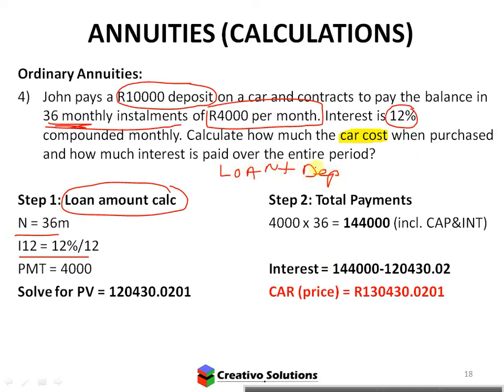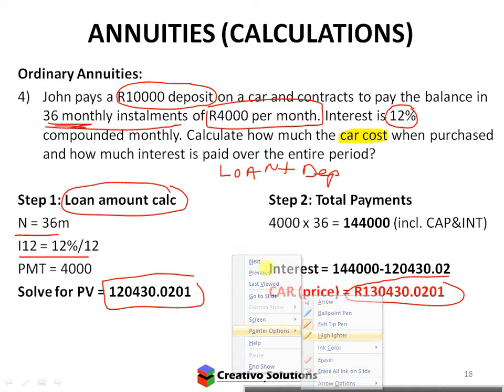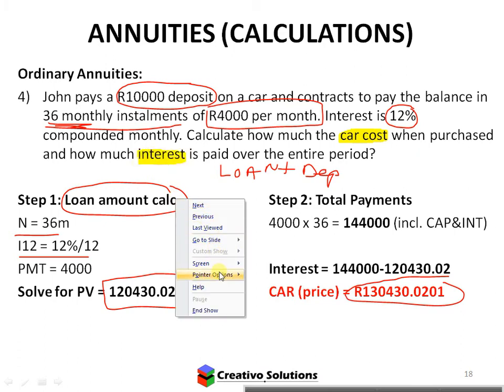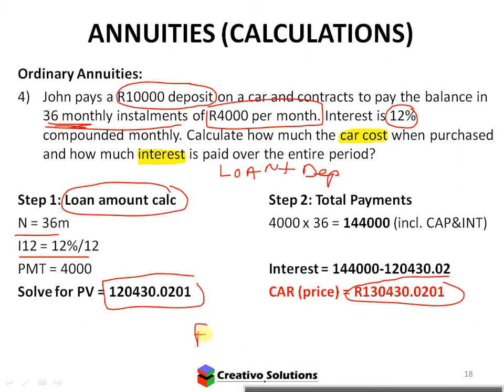And that's why I've shown that working there. So you first need to work out the loan, then you need to work out the cost, because the cost would have included the deposit. Right, how much interest did he pay over the period? If I'm working out interest, how do I work out interest? Do you remember the basic equation? Future value is present value plus interest. So future value minus present value gives you interest.